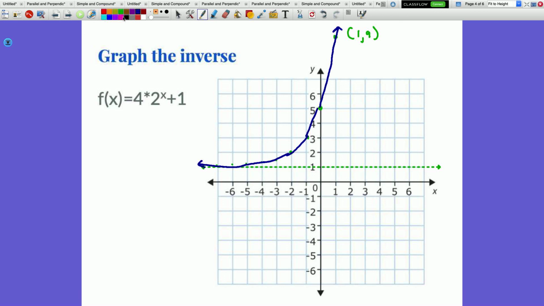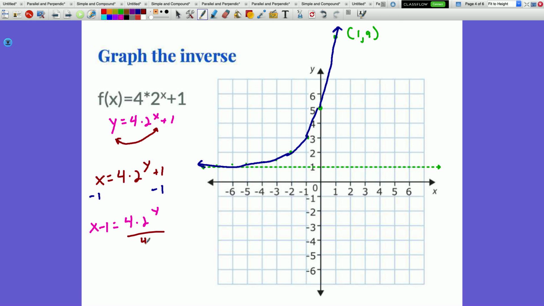All right, now to find the inverse of this function, we're going to rewrite it with a y equals first. Then we're going to swap x and y. And we get x equals 4 times 2 to the y plus 1. We will then subtract 1 from both sides. x minus 1 equals 4 times 2 to the y. Divide both sides by 4. We get x minus 1 all over 4 equals 2 to the y.